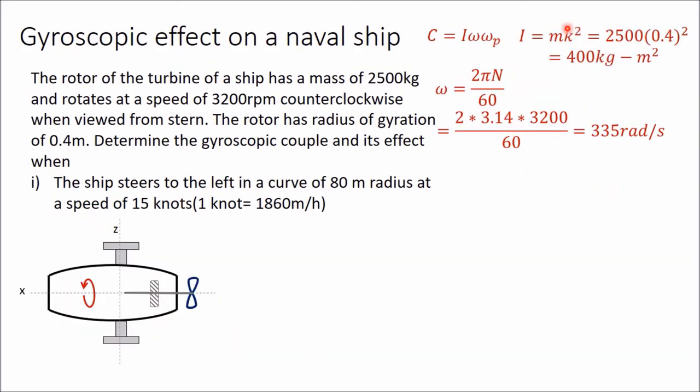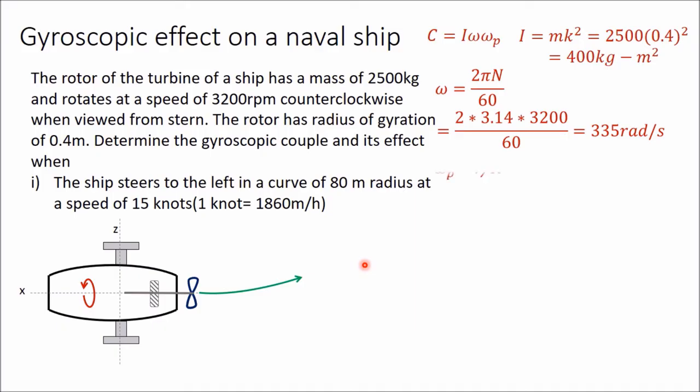Now these two are common for all three. Other things we can calculate one by one. So the first condition is the ship steers to the left in a curve of 80 meter radius at a speed of 15 knots. Here the rotating parts are rotating in anti-clockwise direction when viewed from the stern side. So I have drawn this counterclockwise direction when viewed from the stern. It means if you look from the bow side, this rotation will be clockwise, and this is steering towards the left in a curve of 80 meter radius. So the radius of this curvature is 80 meter.